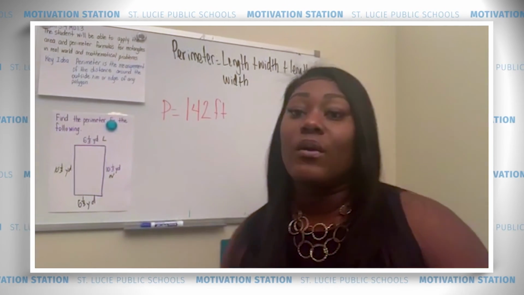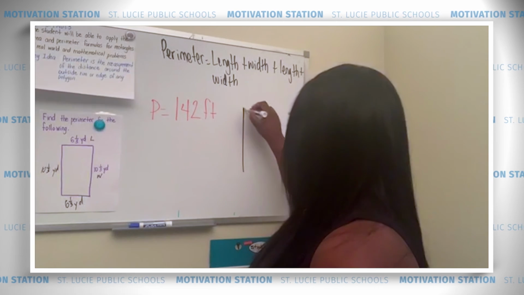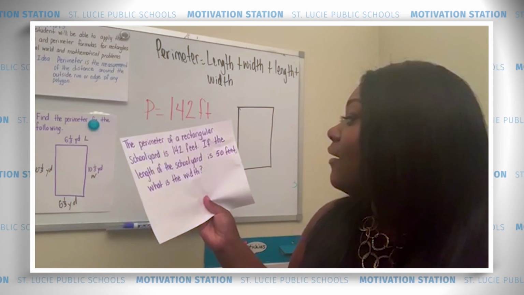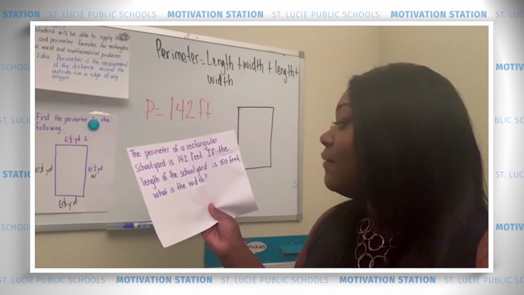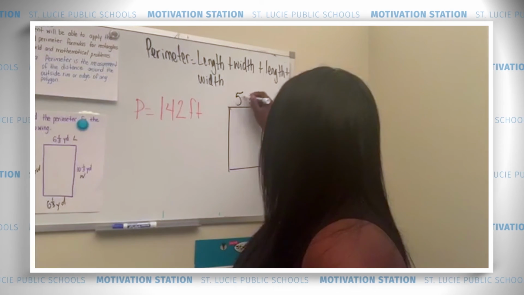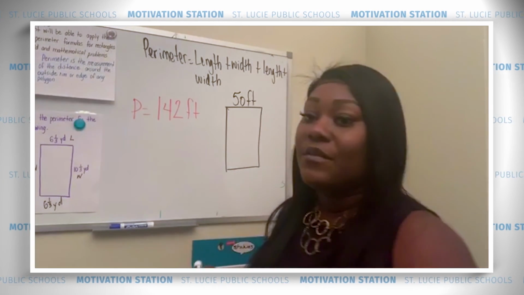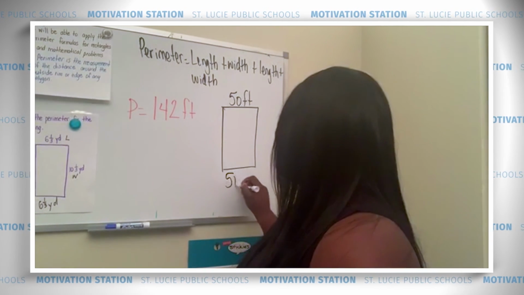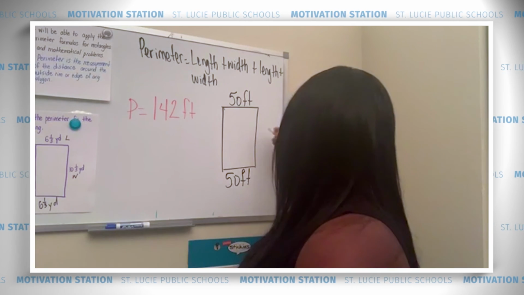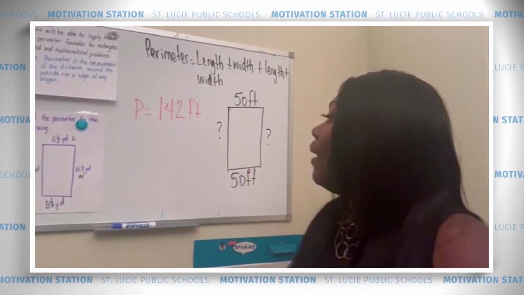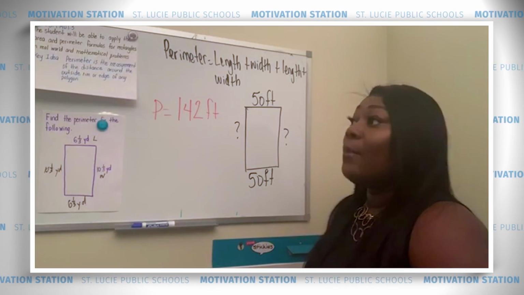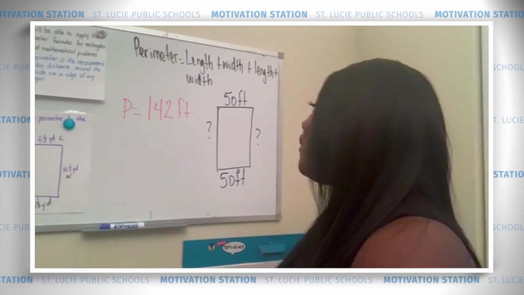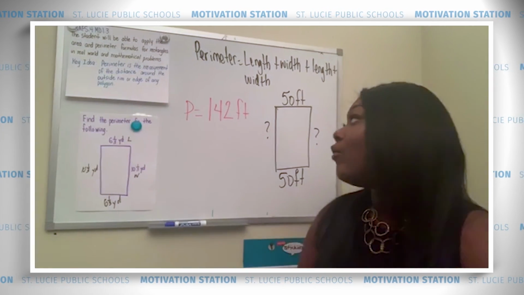So let's go ahead and draw this out. So here's our rectangle, and it says if the length of the schoolyard is 50 feet, so if this length is 50 feet, then what's the measurement of the opposite side? 50 feet as well. So what we're missing is the width. And we know that the width has to be the same. And when we add up the sum of all the sides, or the length plus the length plus the width, we should get 142. So I'll set that up for you.